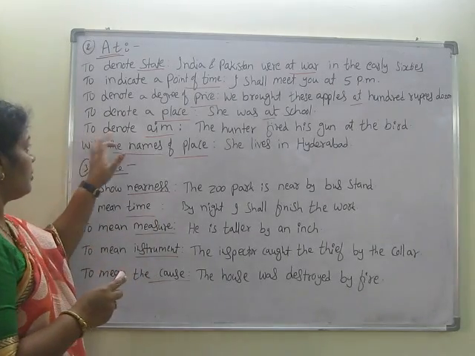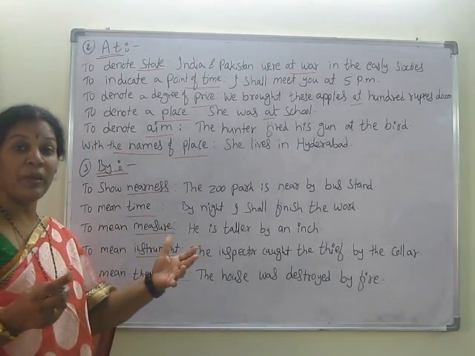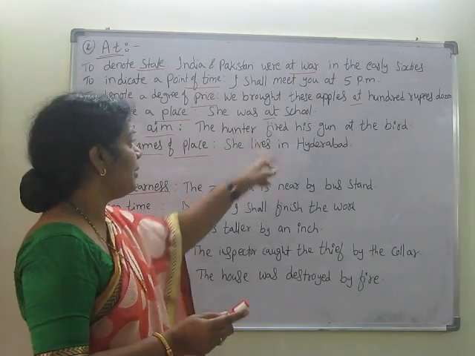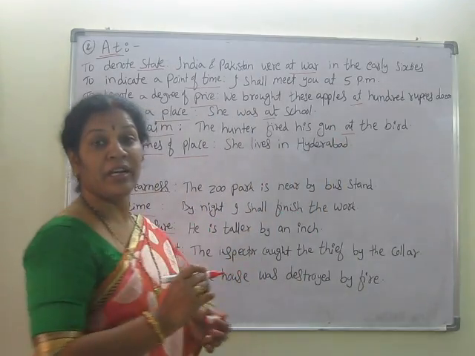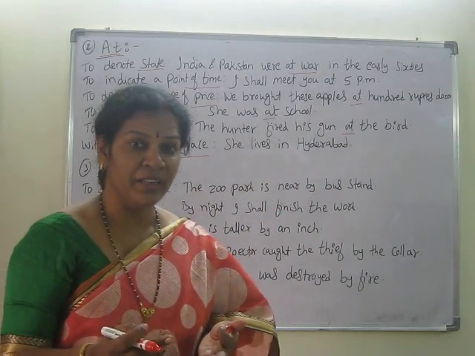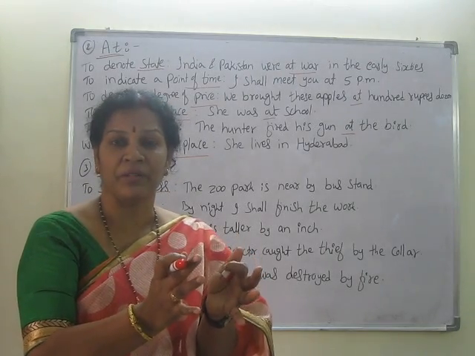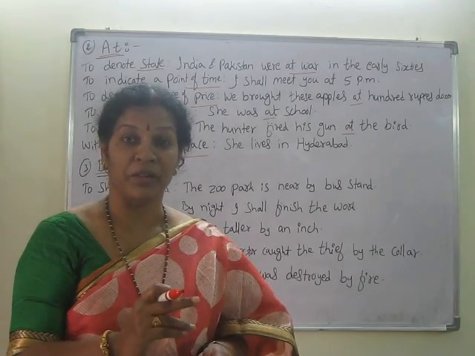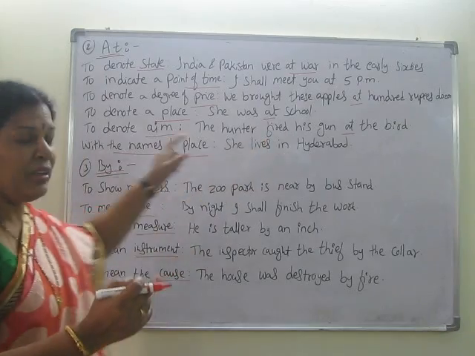Another case is to denote aim. Any kind of aim you have, for that also we can use "at." For example, the hunter fired his gun at the bird. "At the bird" means some aim, an ambition. His aim is to hit the bird. So he was aiming at the bird, a particular aim.